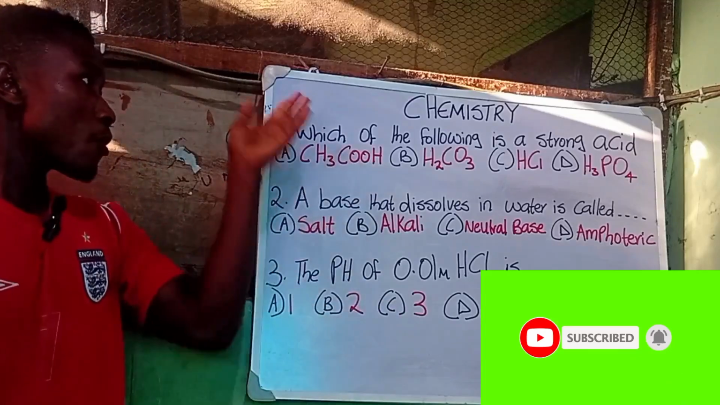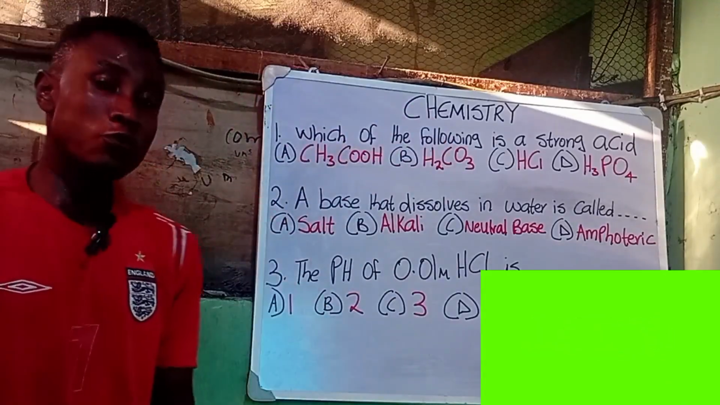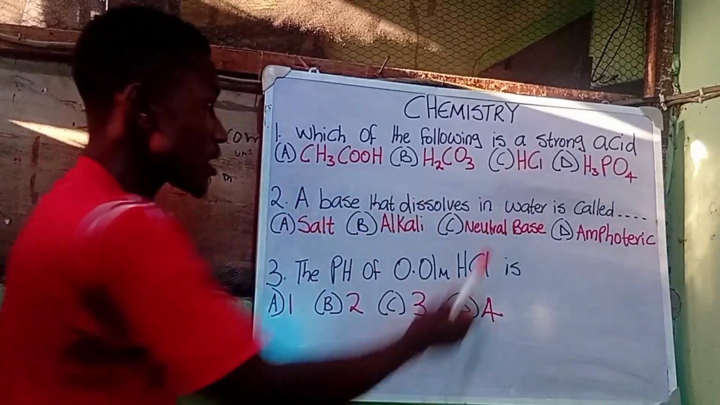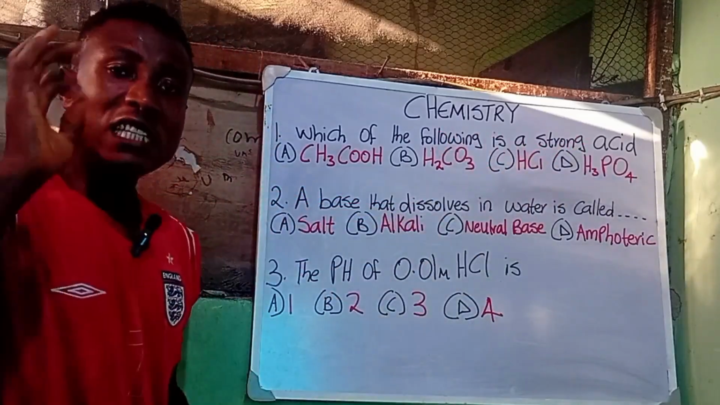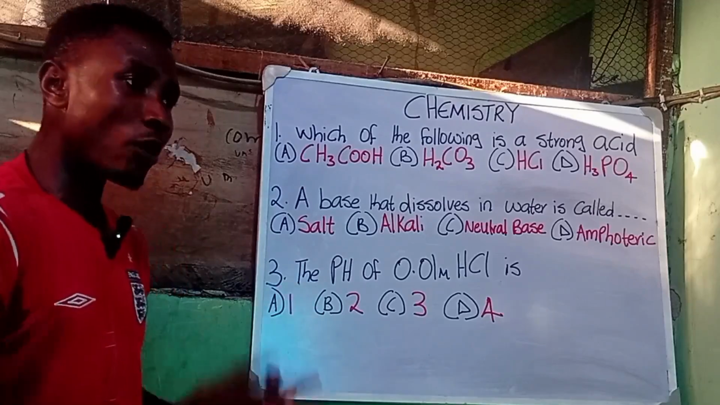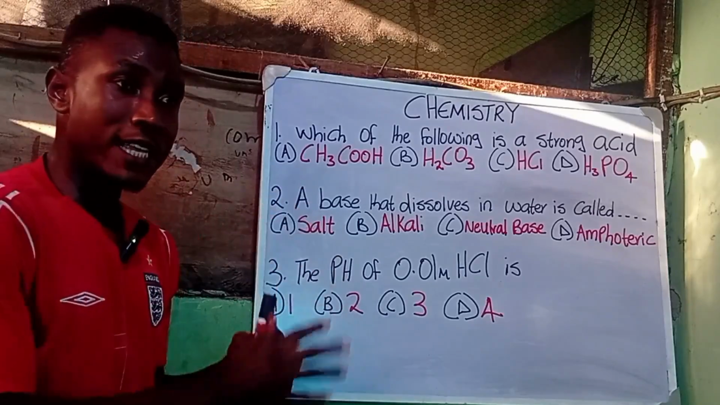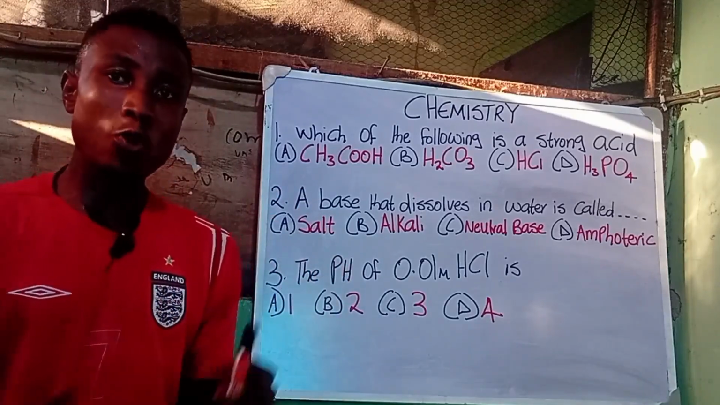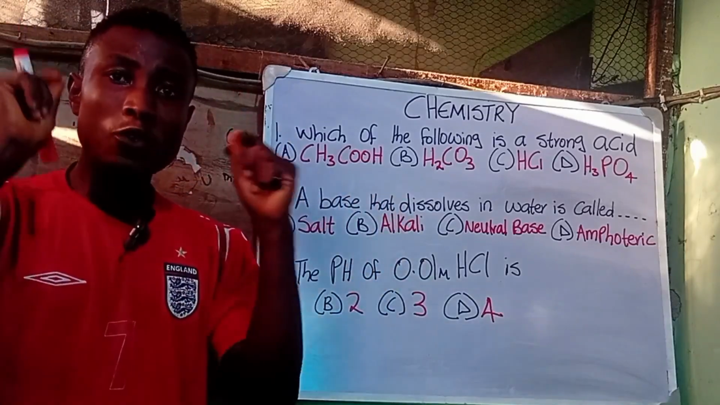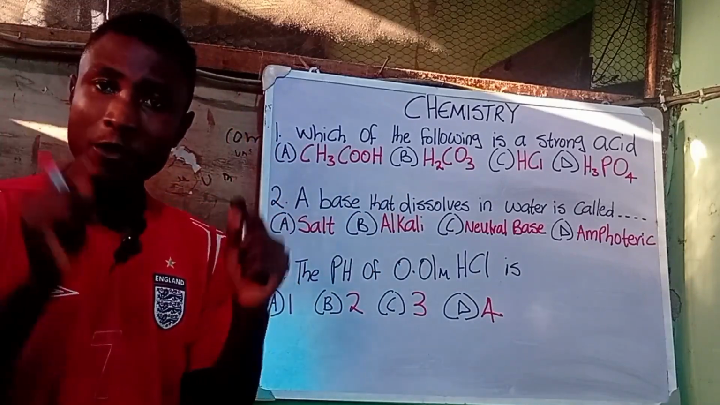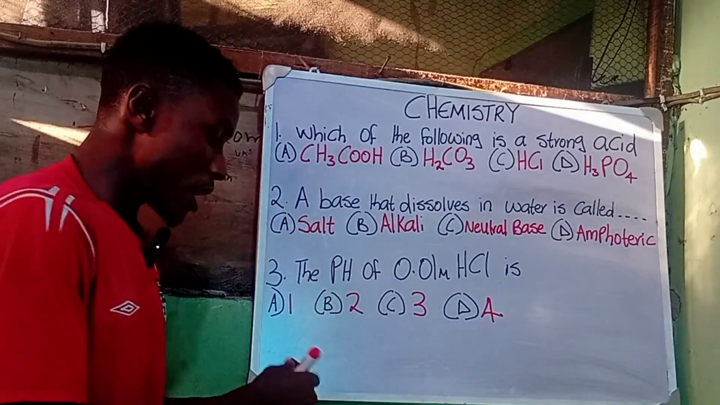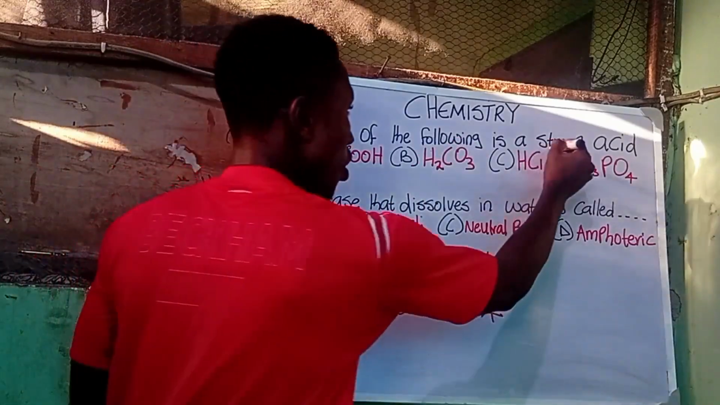And without wasting much time, we are going to hit straight to the very first question, which is here on the board. It says, which of the following is a strong acid? The first thing you have to get in your mind is, what is the meaning of a strong acid? We have two types of acid, a weak acid and a strong acid. Strong acids are acids that dissolve completely in water. They ionize completely in water. So we underline this keyword, strong acid.